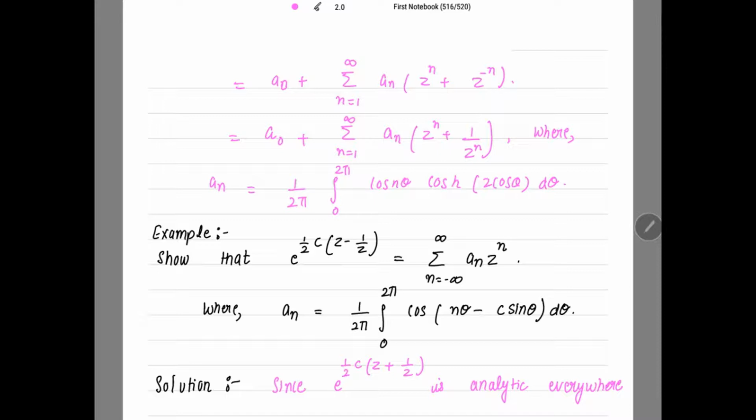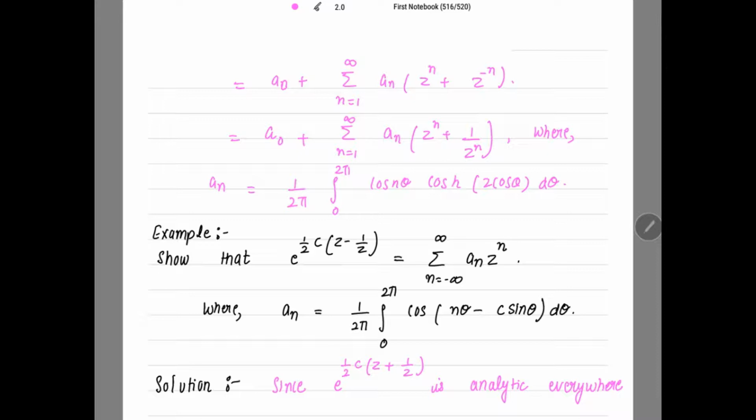Alright, the next example: show that e to the power (1/2)c(z − 1/z) is equal to the summation over n from minus infinity to infinity of aₙ zⁿ, where aₙ is equal to 1 over 2π times the integral from 0 to 2π of cos(nθ − c sin θ) dθ. This we need to prove.